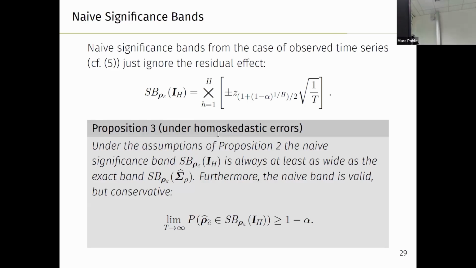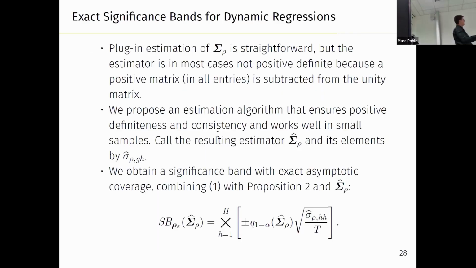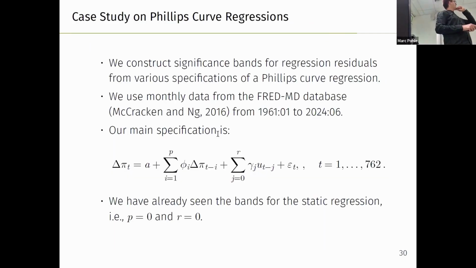They have not. So for the small lags, these bands are much wider than these corrected ones, but for the larger lags, they are almost identical. Okay, so I want to conclude with a case study on these Phillips curve regressions, where we had the static version in the beginning.